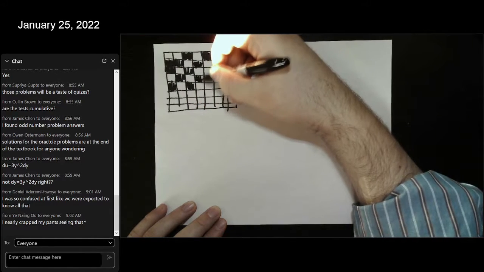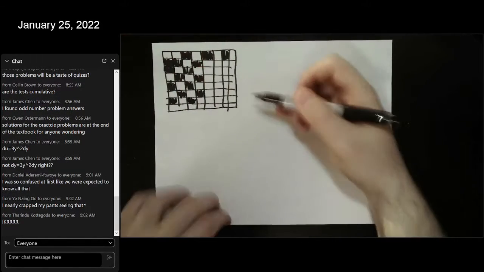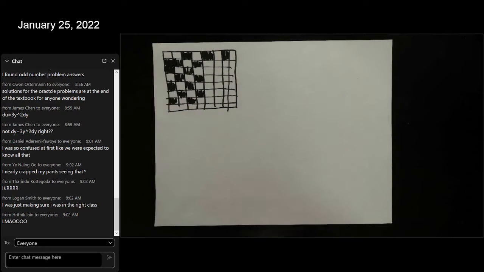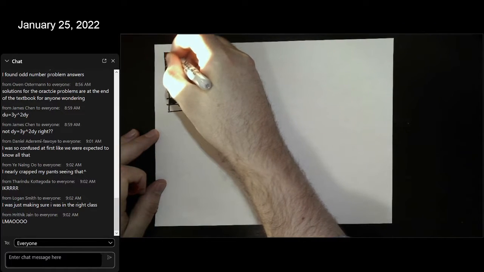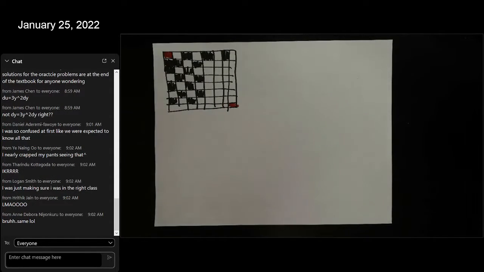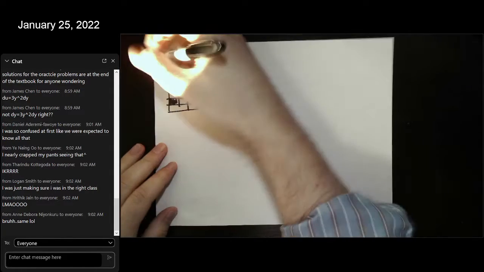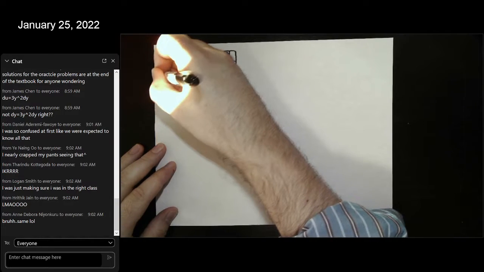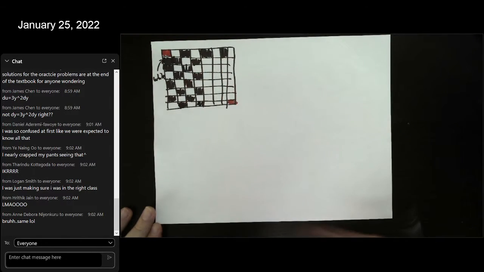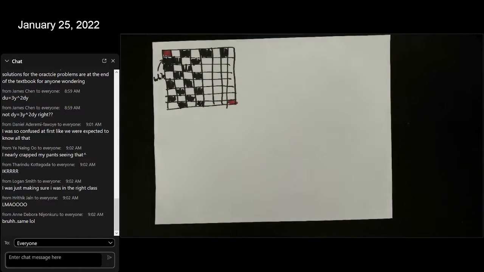But I'm going to do one more thing to this board. And I'm going to remove 2 of the corners. So this corner is going to go away. And this corner is going to go away. And this square should be white, but I colored it in incorrectly. All right, you get the idea. 8x8 chessboard or checkerboard, but 2 of the corners are removed.